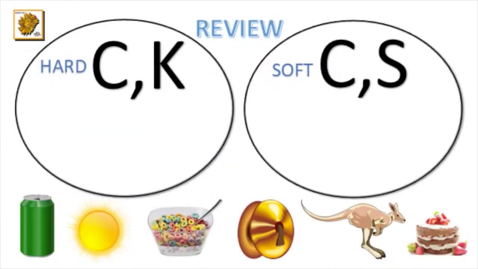Let's review what we have learned so far. The letters C and K can say K. The letters C and S can say S. Can you put the pictures where they belong? Let's give it a try.